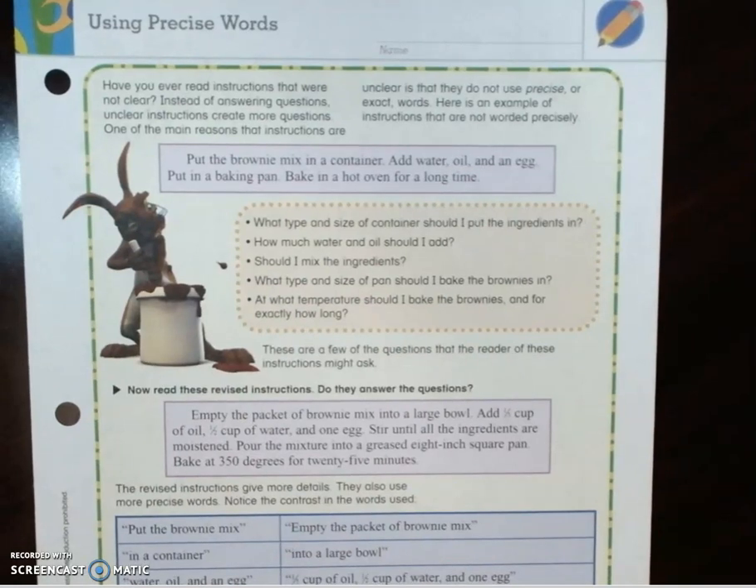Let's see. Empty the package of brownie mix into a large bowl. Add 1/2 cup of oil, 1/2 cup of water, and 1 egg. Stir until all the ingredients are moistened. Pour the mixture into a greased 8-inch square pan. Bake at 350 degrees for 25 minutes. The revised instructions give way more details. They also use more precise words. Notice the contrast in these words used.